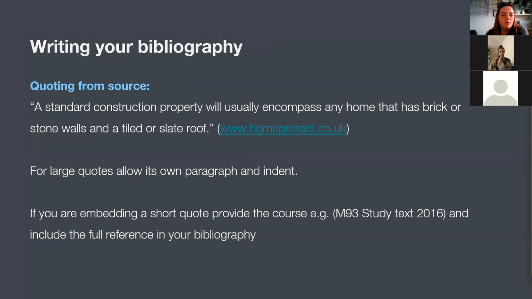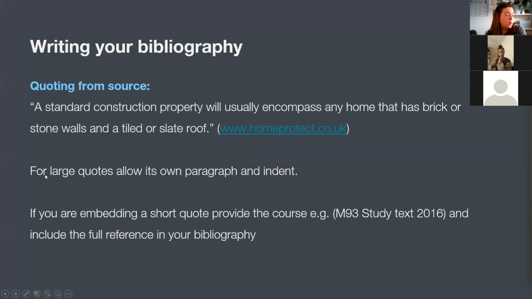If you're quoting directly from a source, it should look a little bit like this. You've got the direct quote from a website and then the website address. Then in your referencing at the end, you'll put the full website page where you got that quote from and the date that you accessed it. So you'll just put a few little bits of information in the study text, in the assignment itself, and then everything else at the end. You're not using up your word count then.